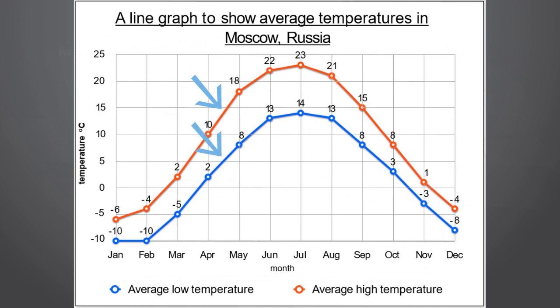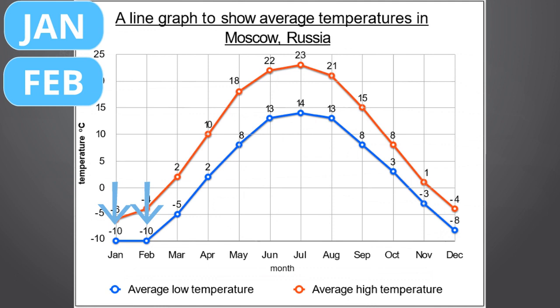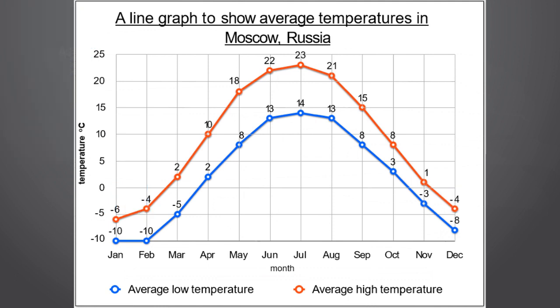Just to make sure you haven't forgotten how to read a line graph, can you find the three coldest months in Moscow? So go to the average low temperature and find the three coldest months. Pause the video and write down those three answers. So you should have January, February and December. Great, we're ready to move on.